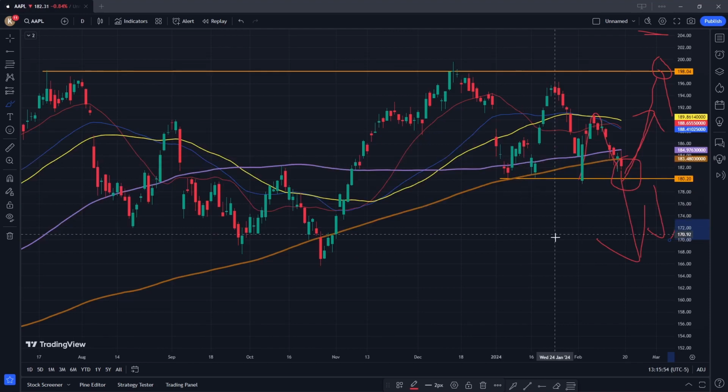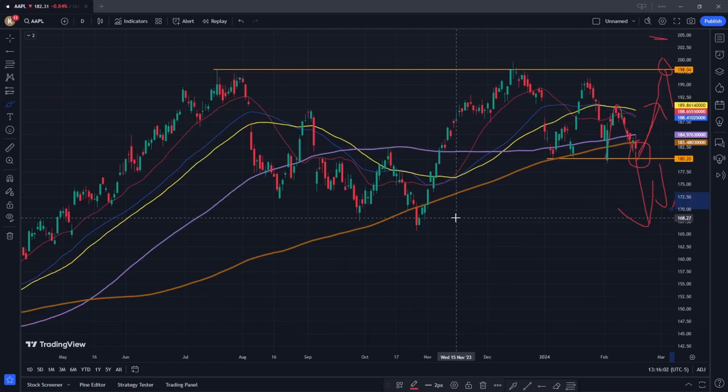All right, that's it for today. That's flagpoles. It was pretty instructive today.